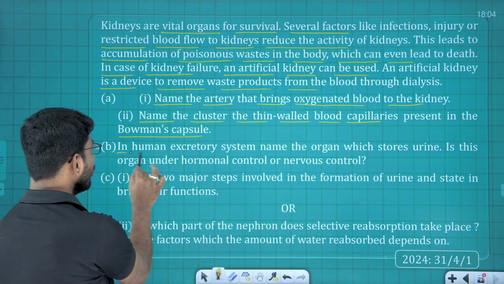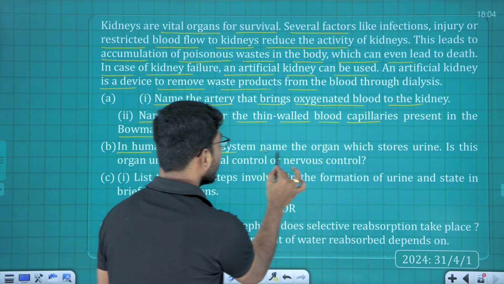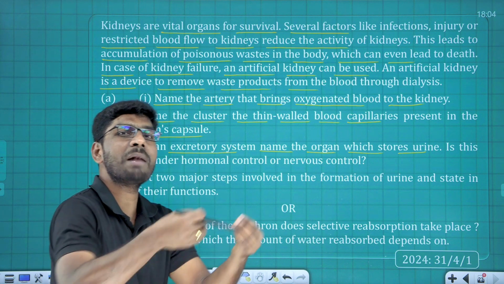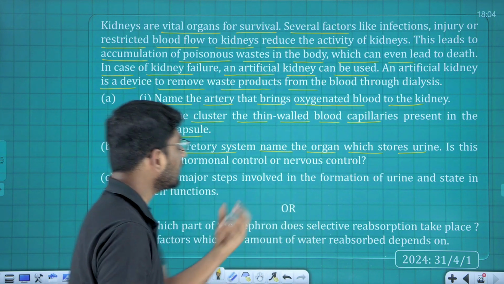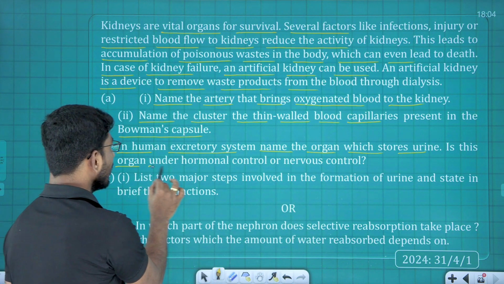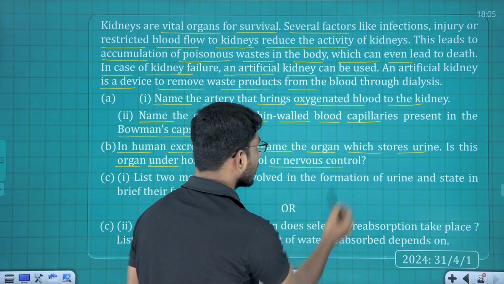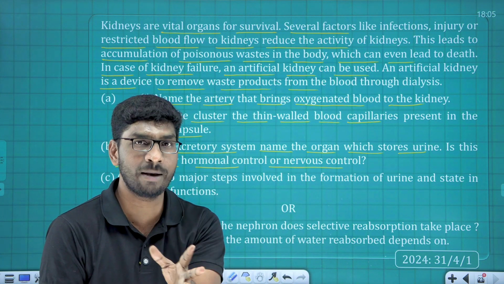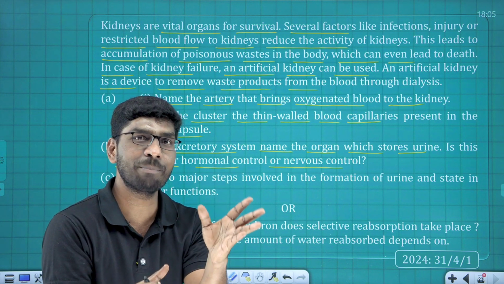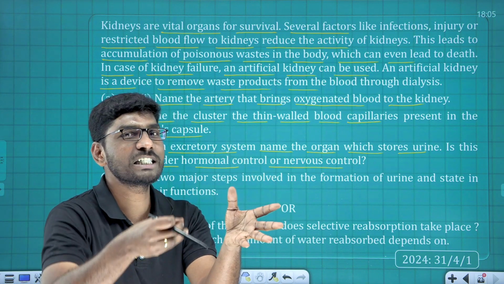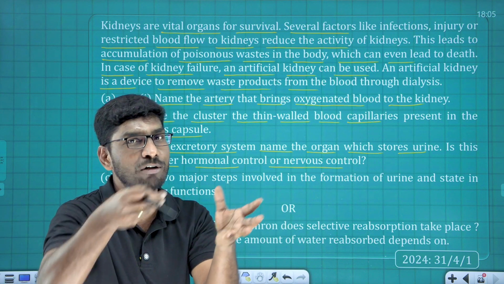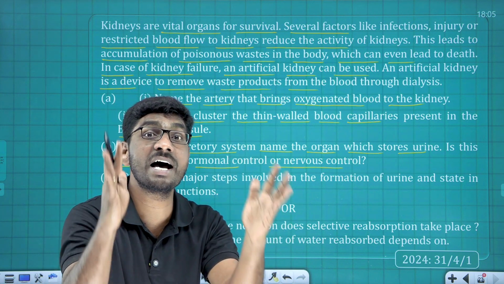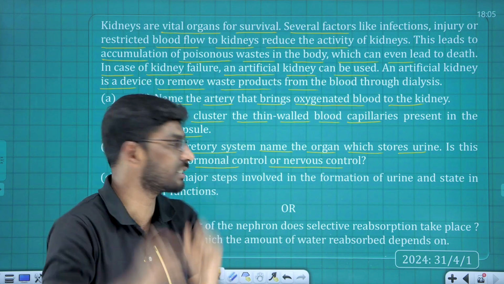Next, in the human excretory system, name the organ which stores urine. Urinary bladder. Is this under hormonal control or nervous system? It is controlled by the nervous system, because urinary bladder is made up of smooth muscle and the sphincters are made up of smooth and also skeletal muscle. So it is controlled by the nervous system, not hormone.